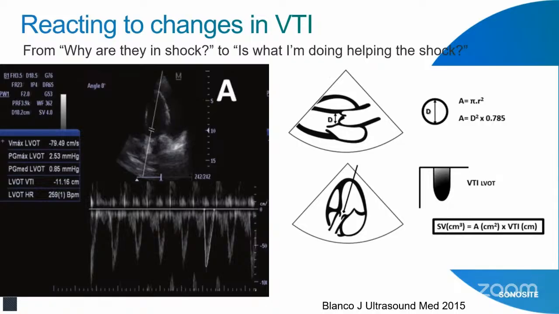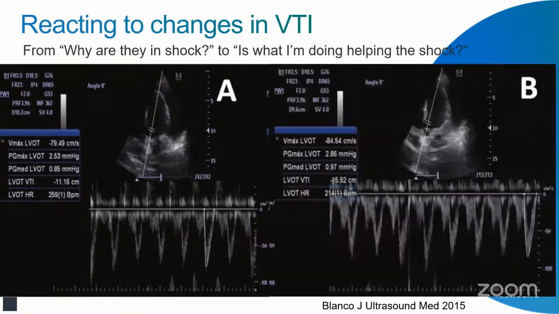Here's an example. We have a patient who's got a VTI measured through that aortic valve of 11. That's low. This is a patient who's in a low cardiac output state. And then we can look at them after the intervention of adding epinephrine, and what we can see is they have improved their VTI. They now have a VTI of 15. They've moved closer to a normal cardiac output.